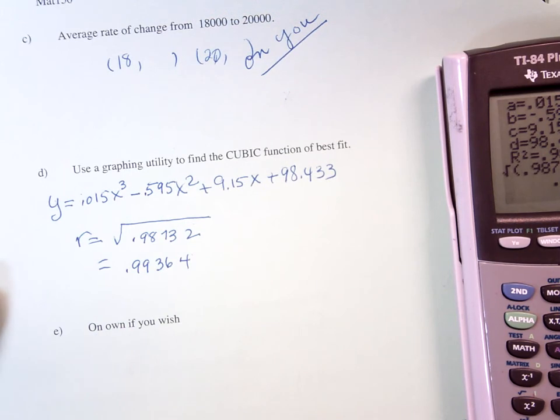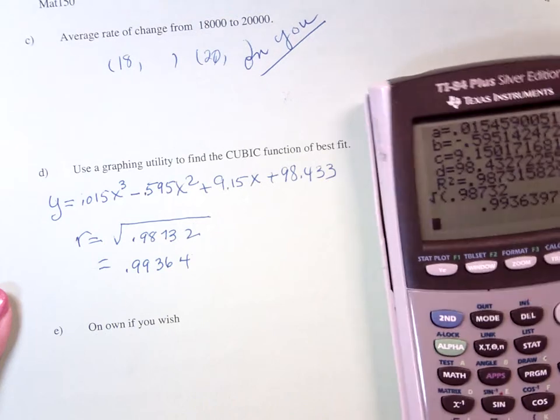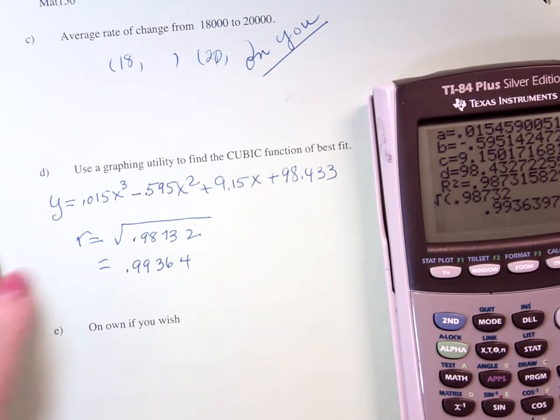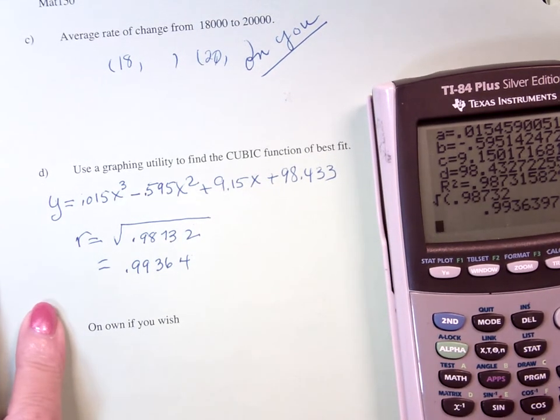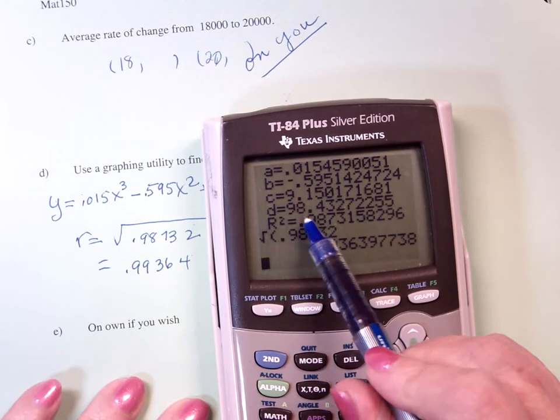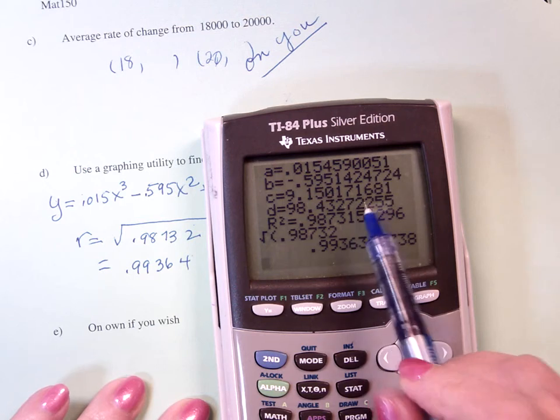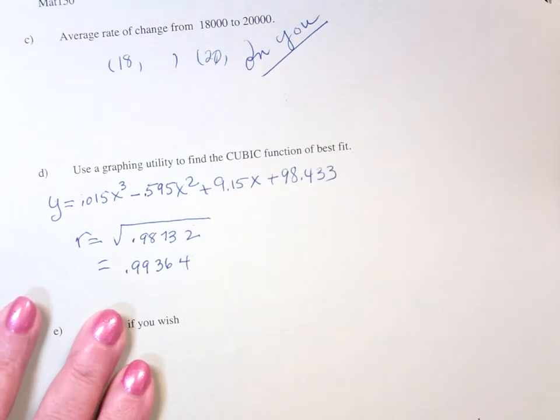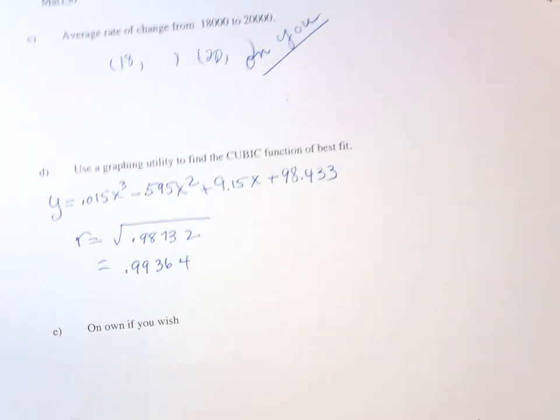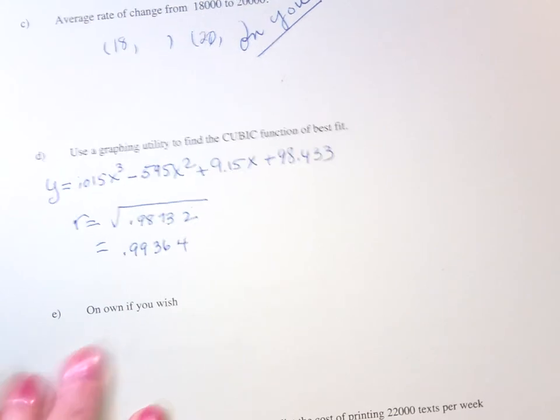Yes? Wouldn't D be 0.984, or do you move the decimal? Pardon me? Wouldn't D be point? No. D is 98.43277. I don't know what part E is, but it says that you can do it on your own if you wish.